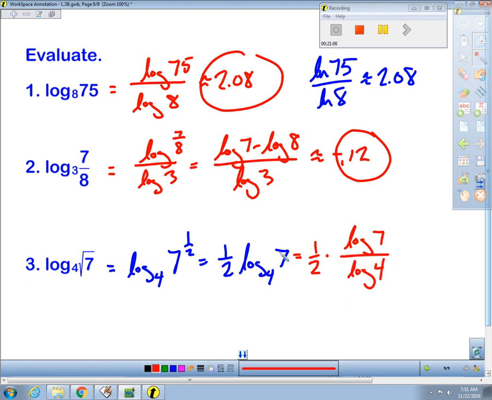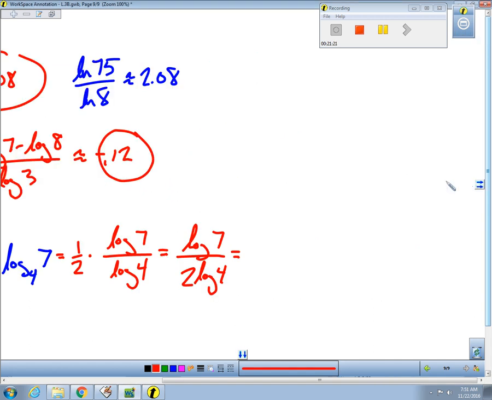Did I have to do that? No. Am I showing off? Maybe. I'm going to type this in my calculator as the log of 7 divided by 2 times the log of 4. Log 7 divided by, I'm going to make sure I put parentheses around the bottom here, 2 log of 4. I get about 0.70.